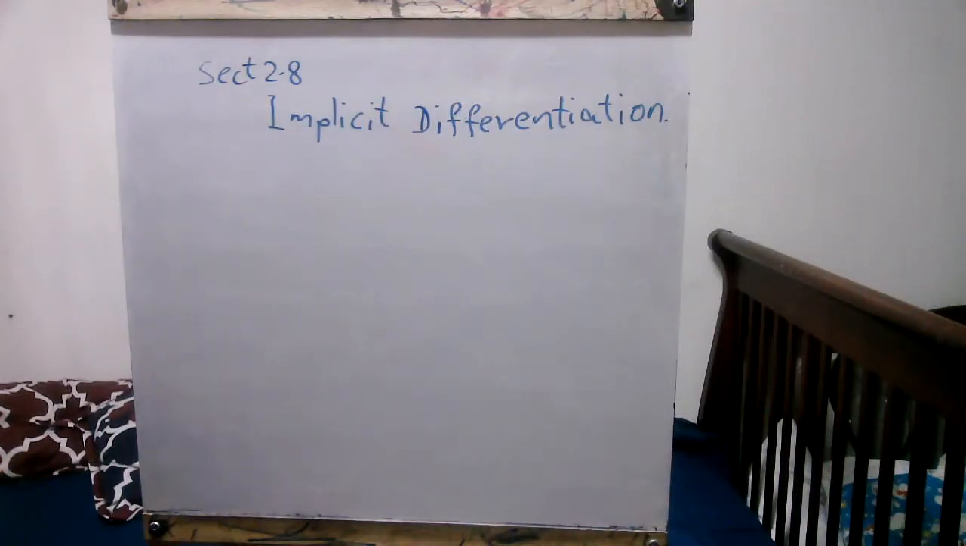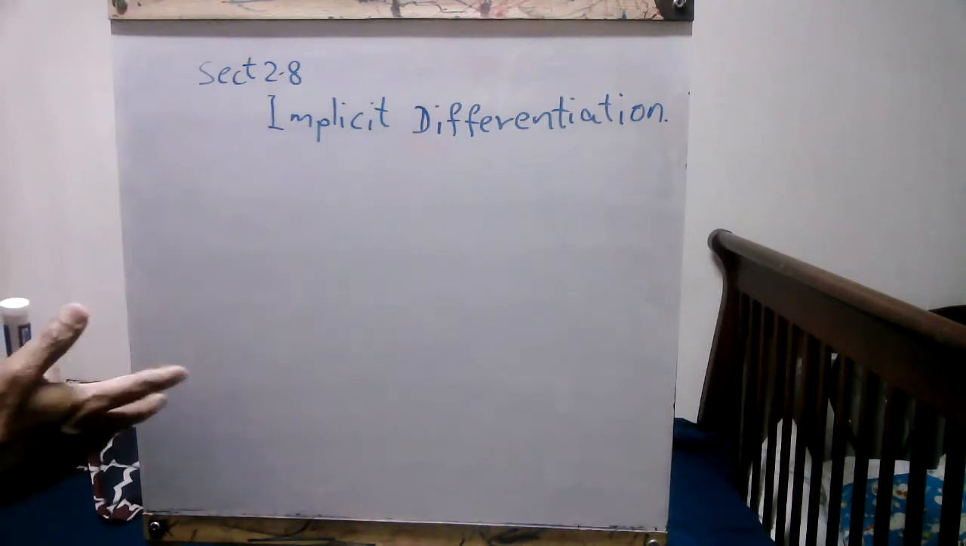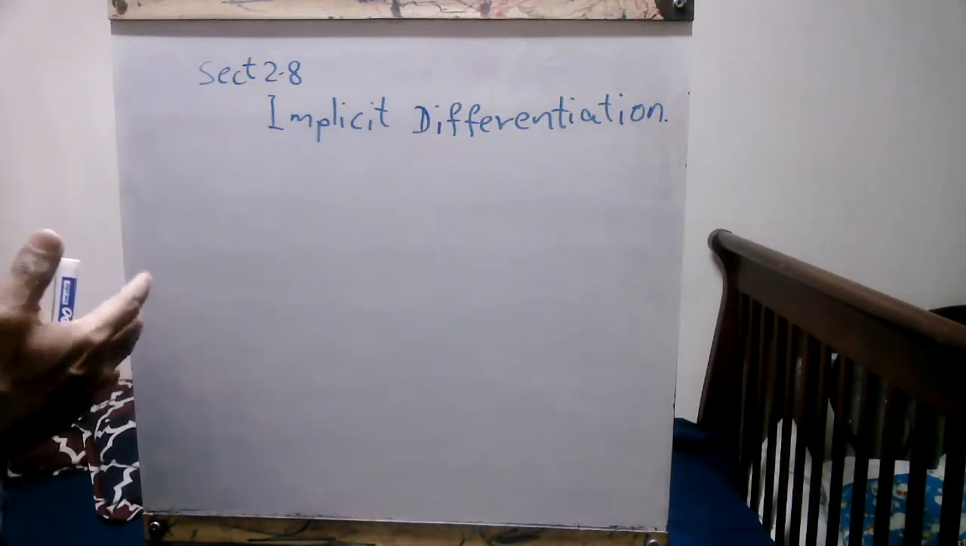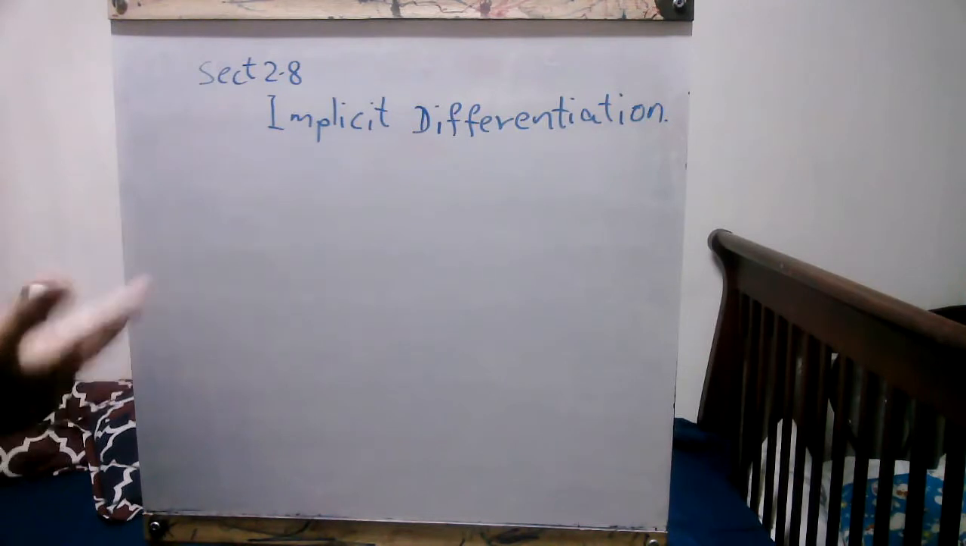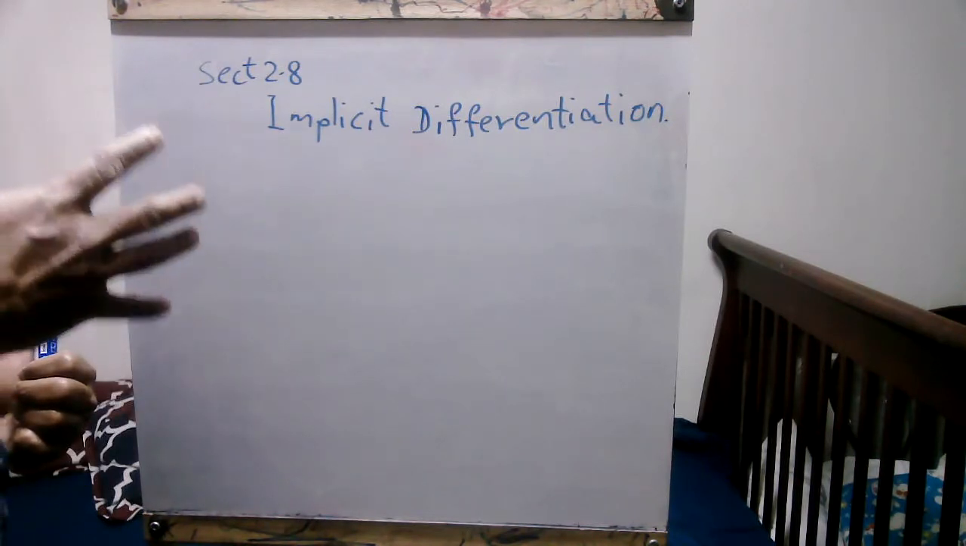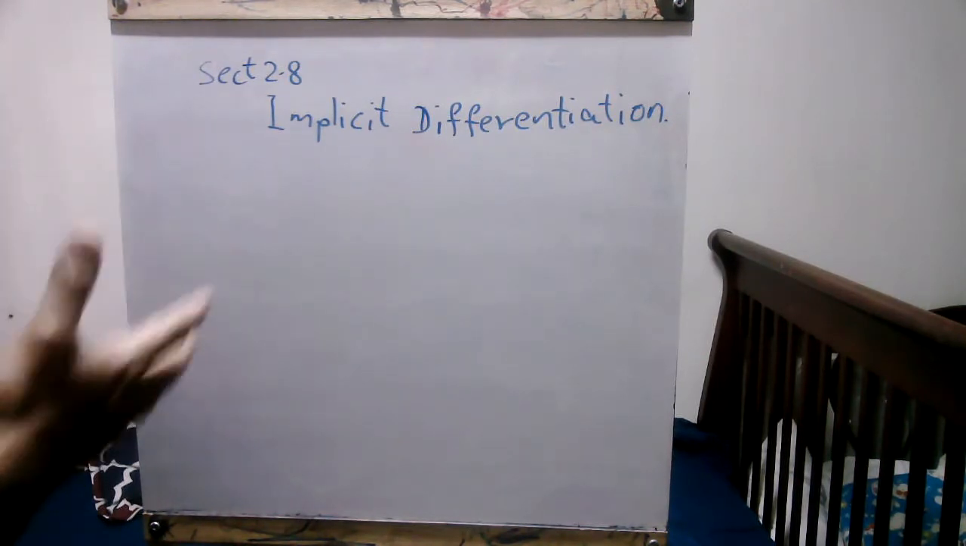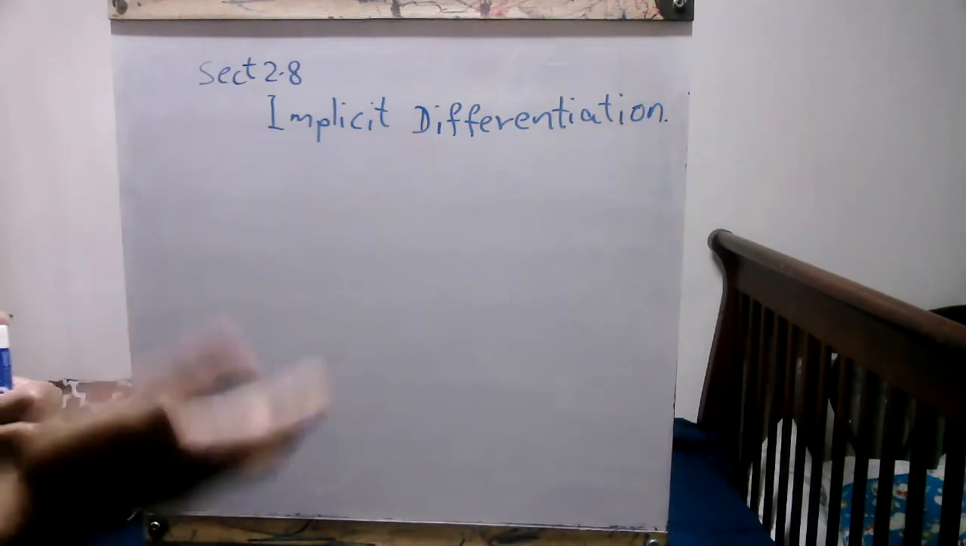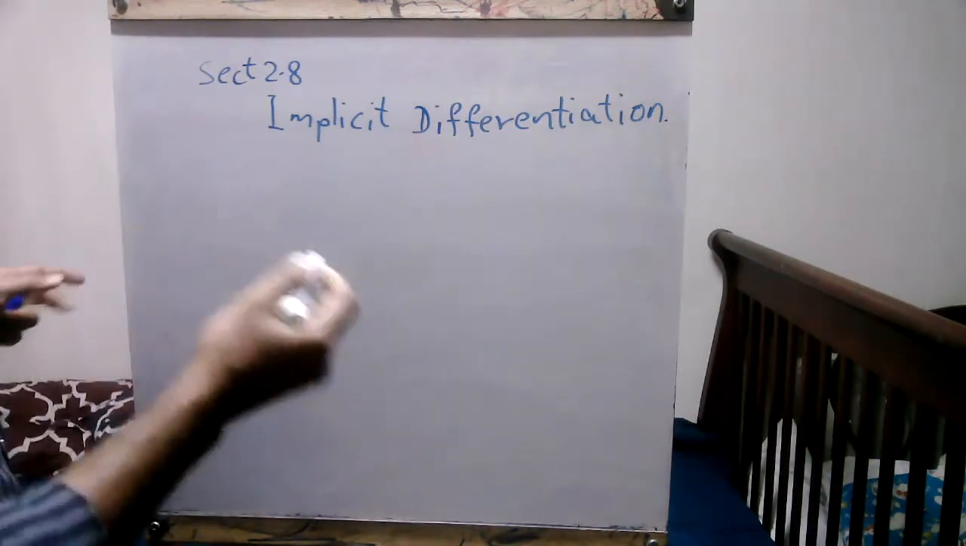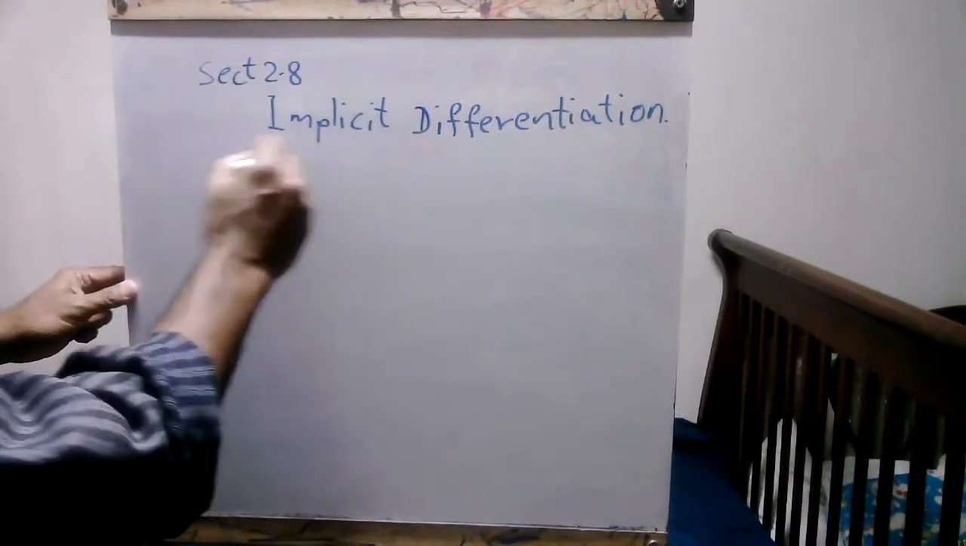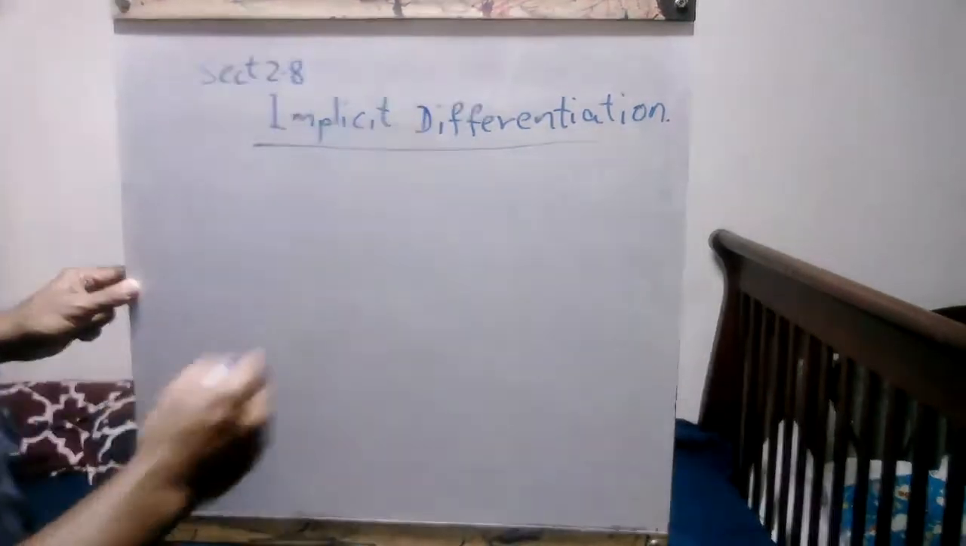Hi class, today we're going to learn section 2.8, implicit differentiation. We learned how to differentiate functions like y equals something with x, meaning y expressed only in terms of x, which means explicitly. Leave this topic for a moment.